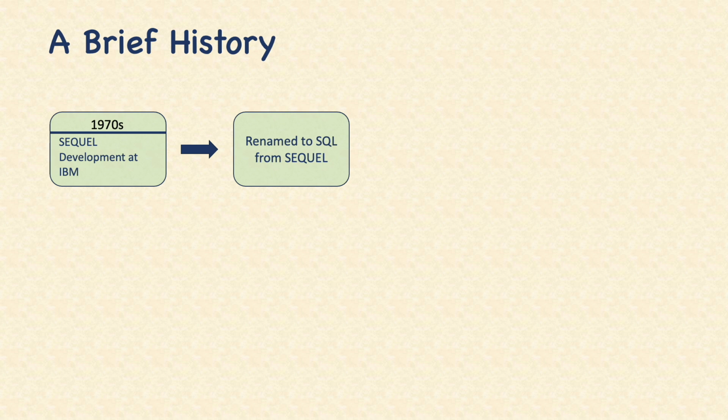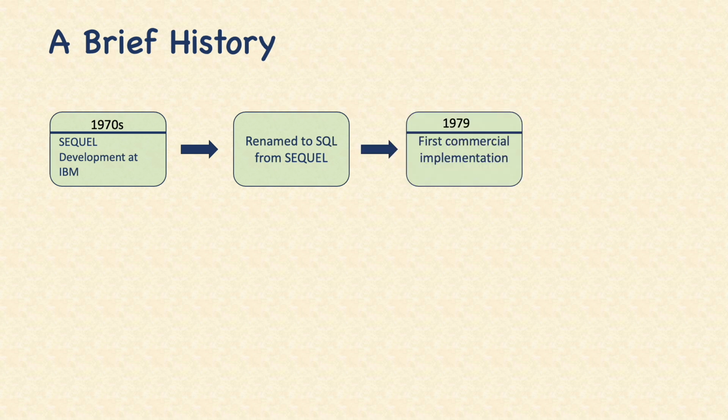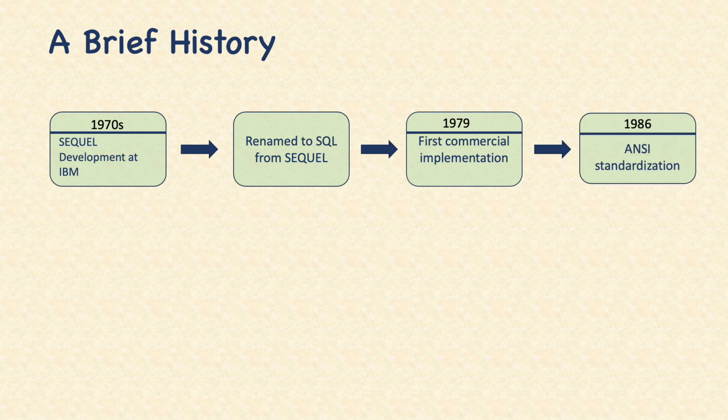By the late 1970s, SQL became the go-to language for managing relational databases. In 1979, Oracle released the first commercial implementation of SQL. The success of SQL prompted standardization. By 1986, SQL became an ANSI standard.